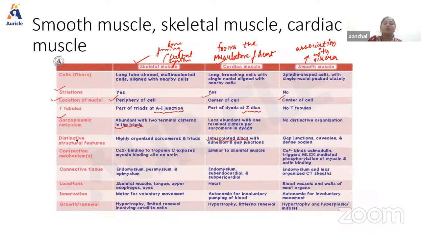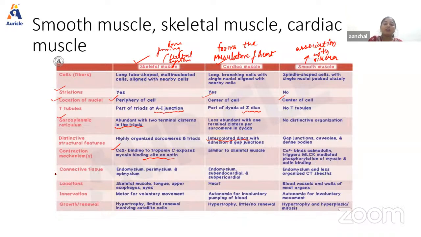Okay, now talking about the contraction mechanism, it has calcium binding to troponin C, which exposes the myosin binding site on actin. That phenomenon we're also going to discuss in today's class, how it occurs, and it is just similar to skeletal muscle that occurs in cardiac muscles, and here in smooth muscle the calcium binds with calmodulin, triggers MLCK mediated phosphorylation of myosin and actin binding.